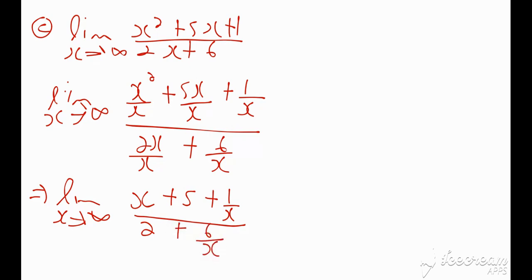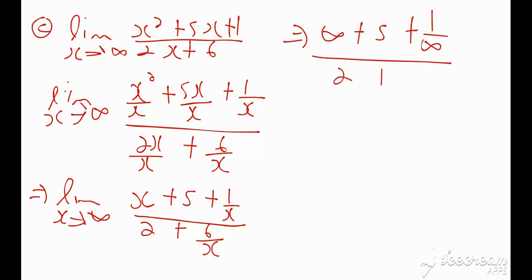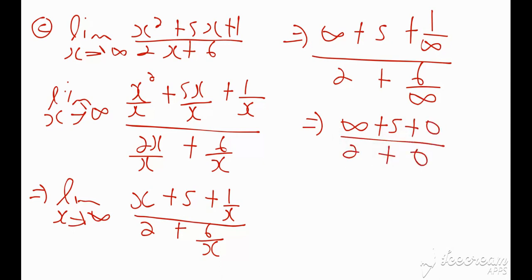Now we can input infinity. So this becomes infinity plus 5 plus 1 over infinity all over 2 plus 6 over infinity. And remember we say once you divide a constant by infinity, it's going to tend towards 0. So we end up with infinity plus 5 plus 0 over 2 plus 0. Now, of course, if I add a constant to infinity, it will still be infinity. And if I divide infinity by a constant, it is still going to tend towards infinity.